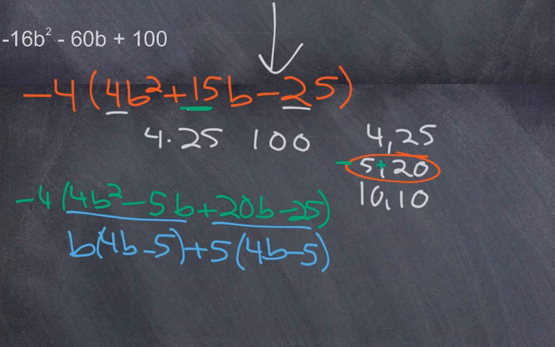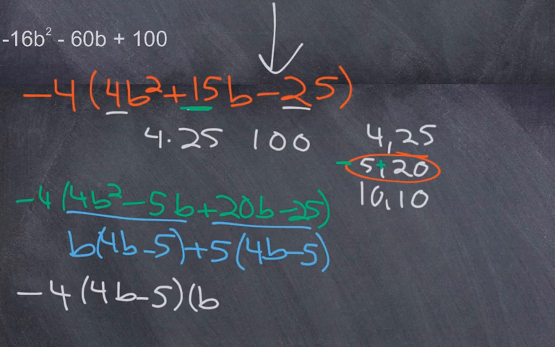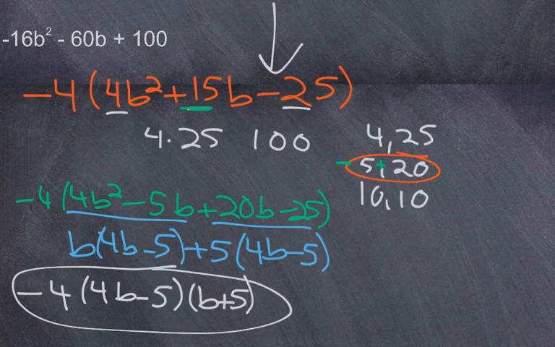So our final answer now is I bring down that negative 4. I'm going to factor out that 4b minus 5 from those two terms, leaving you with the b plus 5 for my second parentheses. So this would be my final answer. Again, that negative 4 doesn't go away. It just gets factored out front, and it stays out front.